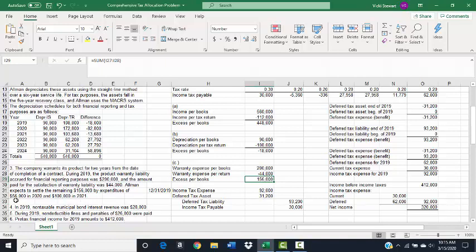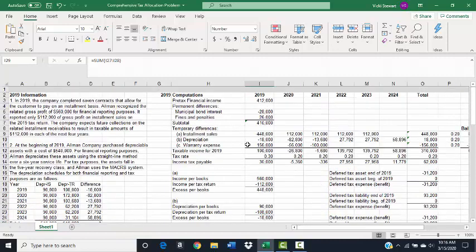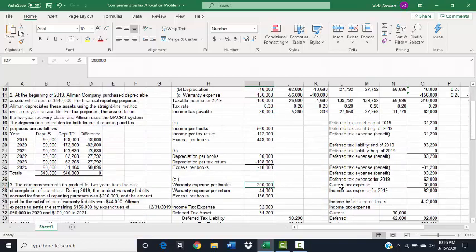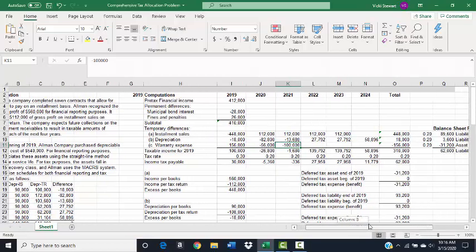And the problem tells us that we expect to actually pay those repairs at $56,000 in 2020 and $100,000 in 2021. So let's look at our schedule. For the warranty expense, that's going to be added back because the whole $200,000 would have been deducted to get to pre-tax financial income. We only spent $44,000, so we have to add back the difference. Then in the future, we will be able to take those deductions as we actually make those repairs.